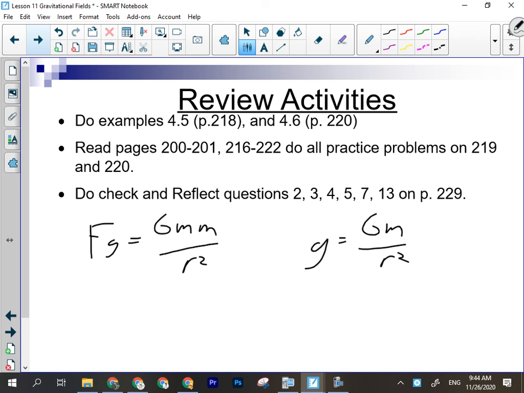Okay, so you're going to get very similar givens for both questions, and that's why it can be confusing. You're going to get mass, and you're going to get separation distance and stuff like that. So make sure if it says calculate the gravitational attraction or gravitational force, you're looking for this. If it says gravitational acceleration or gravitational field strength, you're looking for that.